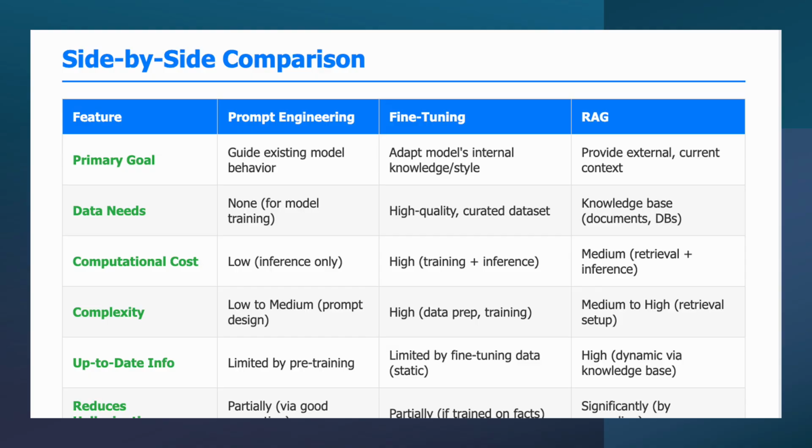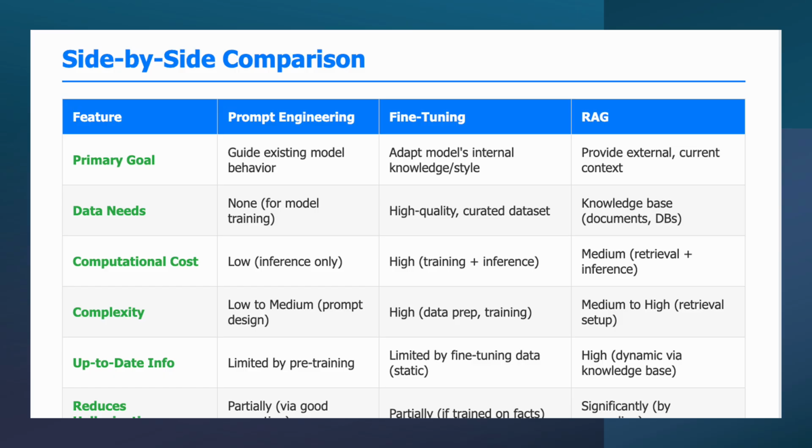Side-by-side comparison. Now that we've looked at each technique individually, let's see how they stack up side by side. This table provides a quick overview. If we look at the primary goal, prompt engineering aims to guide existing model behavior. Fine-tuning adapts the model's internal knowledge or style, and RAG focuses on providing external current context.